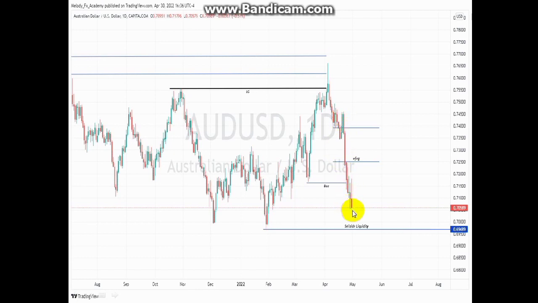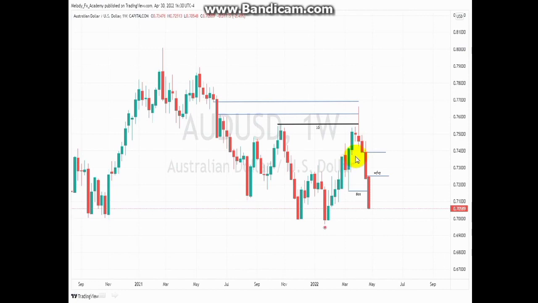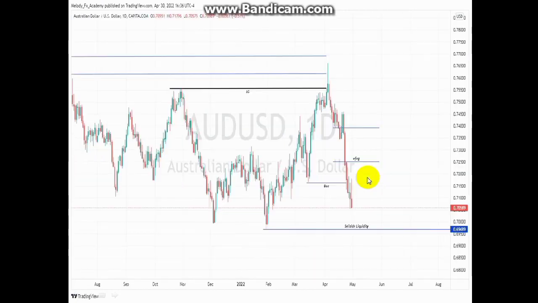So this was what I was referring to earlier, that price may decide to rest this week, might decide to reach back up into this fair value gap. This is that weekly fair value gap right here. So price might decide to give a little bit of retracement, creating bullish days on a bearish trend.